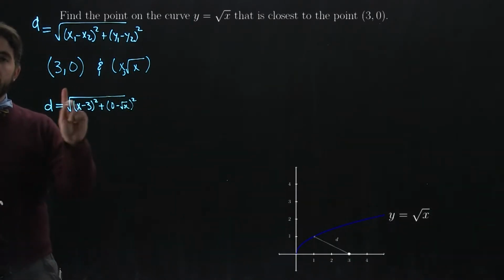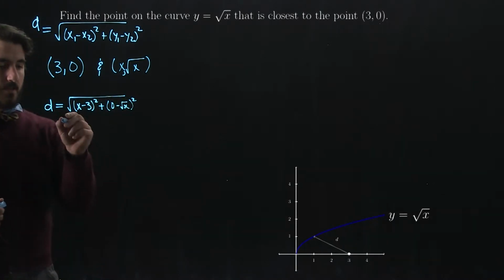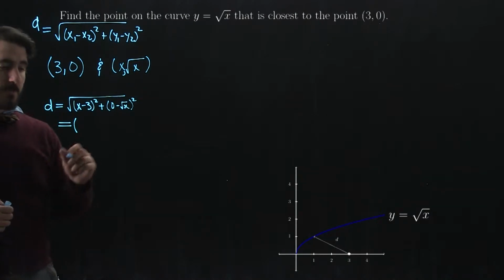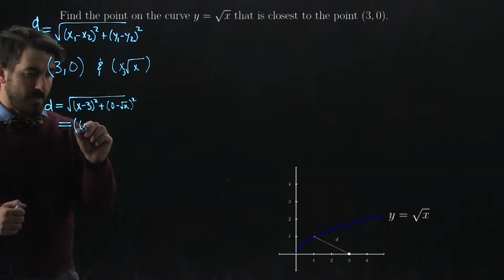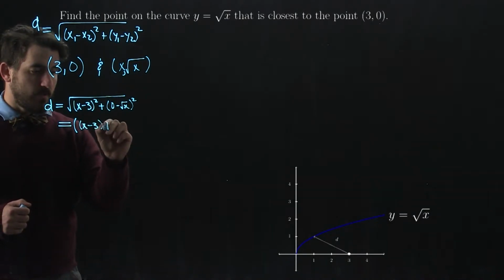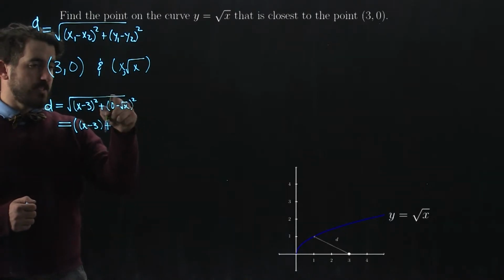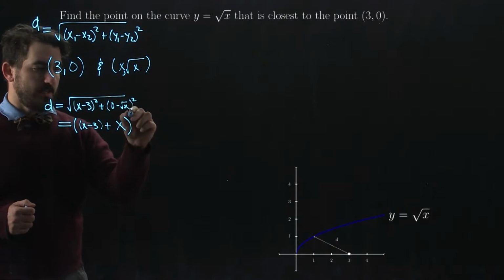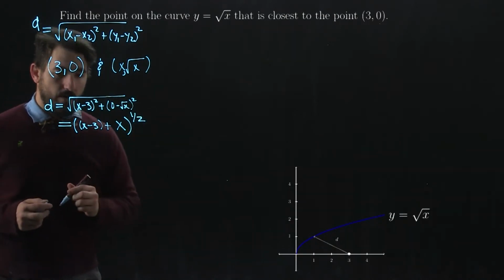Now, we can continue simplifying this. I'm going to put it into exponential notation. This is going to be (x minus 3) squared plus the square root of x, and when I square it, it's just going to be x, and then it's all raised to the 1/2 power.